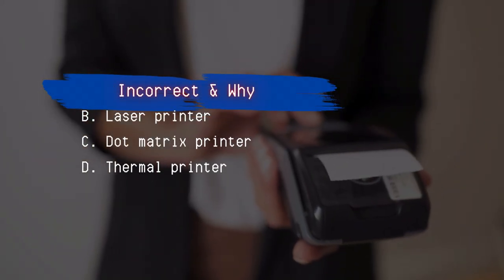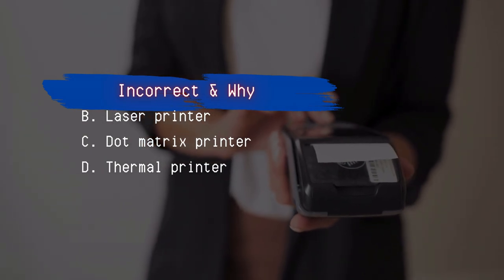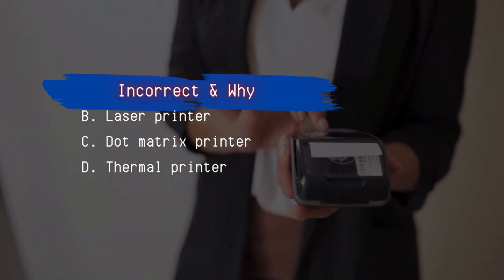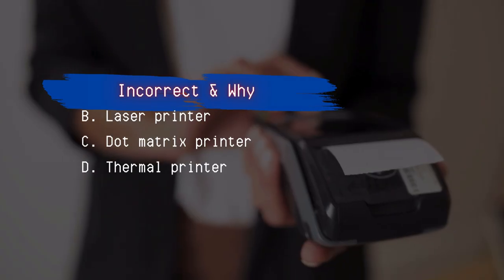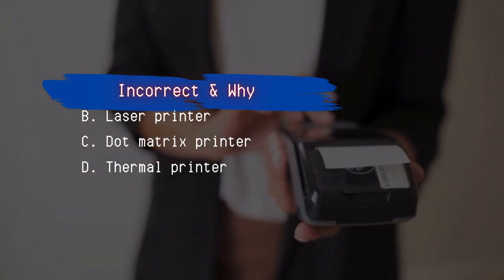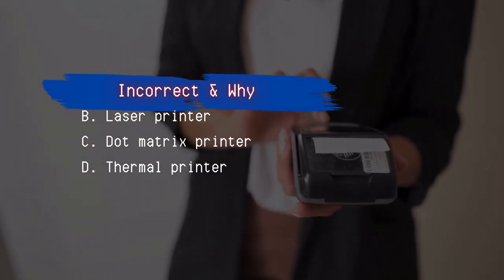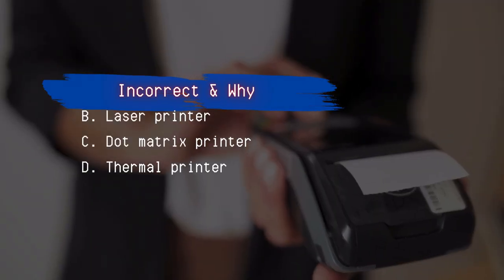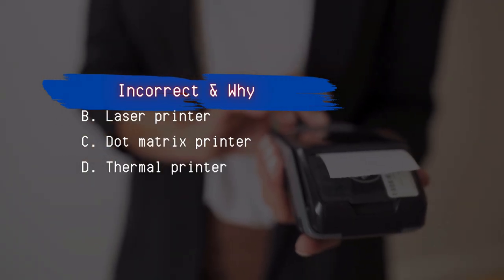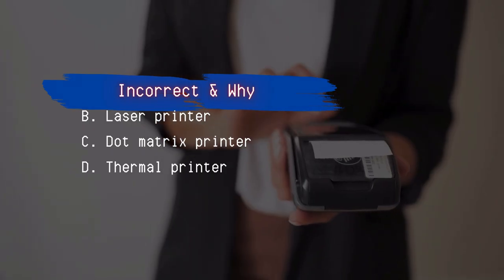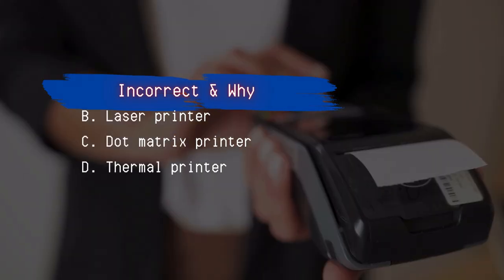Incorrect answer is B, a laser printer. It uses toner cartridges or powder, not ink. Dot matrix printer uses ribbons to impact the paper through pins, not an ink cartridge. And thermal printers use heat-sensitive paper or thermal transfer ribbon, and no ink is involved.